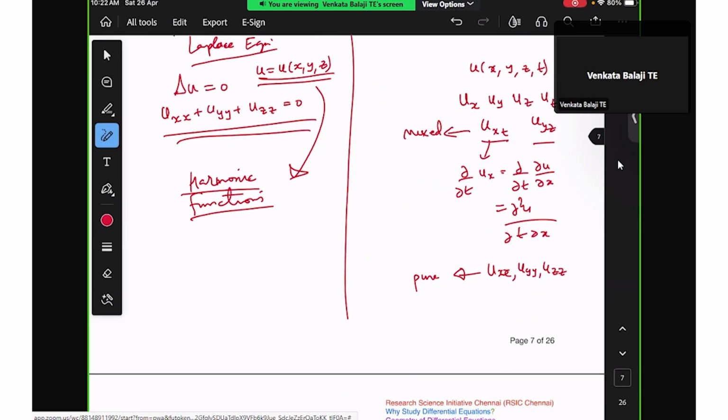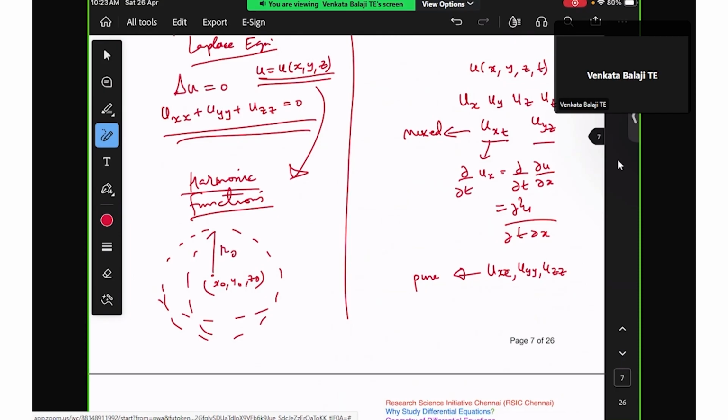Suppose you take a point x0, y0, z0. I am telling you directly the three-dimensional version. What I am going to tell you, if you remove the z, you get a two-dimensional version, and if you remove the x, y and z, you get a one-dimensional version also. You take any point, then you can find a sphere surrounding that point, a sphere of some radius r naught.